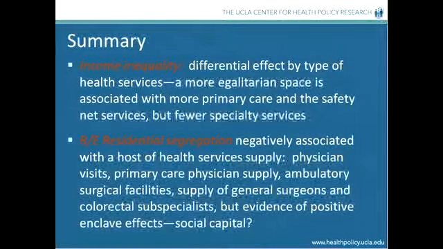For racial ethnic residential segregation, it's negatively associated with a host of health services supply: physician visits, primary care physician supply, ambulatory surgical facilities, supply of general surgeons, subspecialists. There's also evidence, though, of positive enclave effects. And perhaps that could be explained by social capital. It's the next measure I'll talk about.